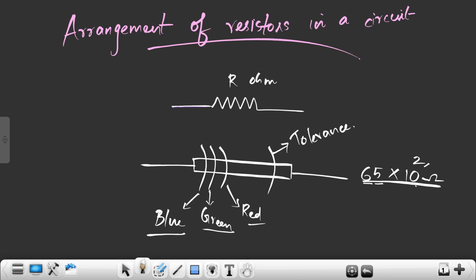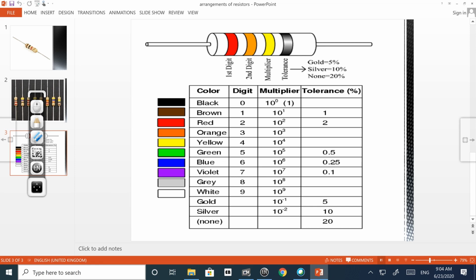For tolerance, we have three options. Either the ring can be gold, or the ring can be silver, or there is no such ring. It is shown here. If it is gold, the tolerance will be 5%. If the ring is silver, the tolerance will be 10%. And if there is no such ring, the tolerance is 20%.